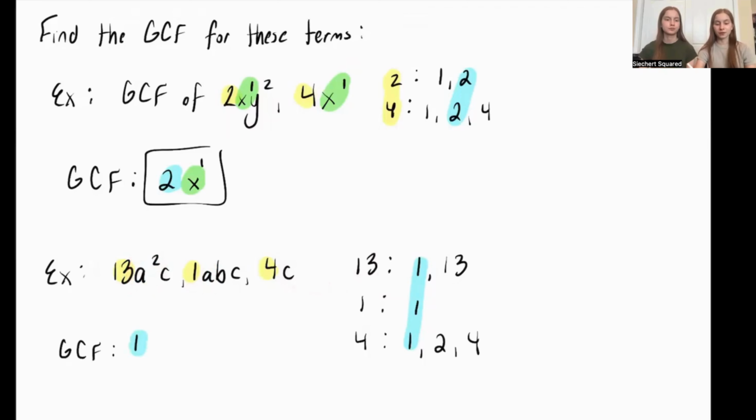Looking at b, there's a b here, but there's not a b over here or over here. Same idea as the a. There's not going to be a b in our final answer of the GCF. Yep, that variable has to be in every single one of the terms.